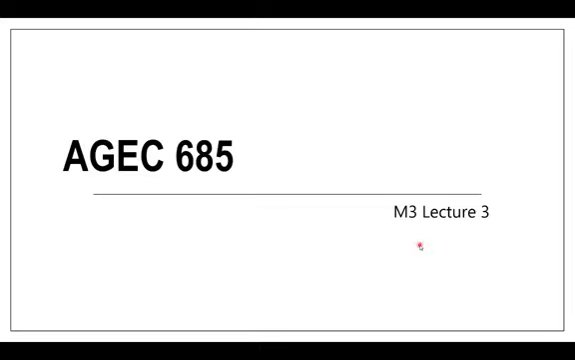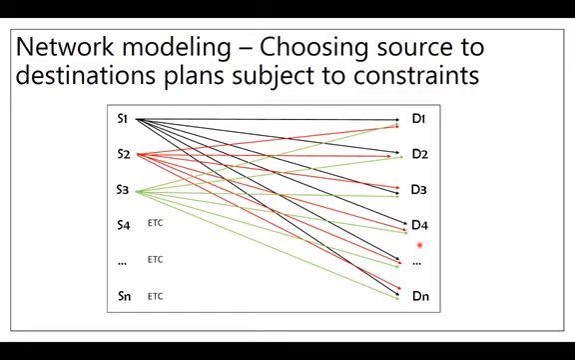Okay, let's shift gears here. For lecture 3 and 4, we're going to talk about network models, and specifically we're going to talk about the transportation model as an example. So you'll be able to recognize this. It's one of the more straightforward economic diagrams we have.